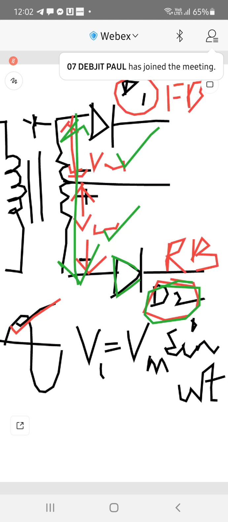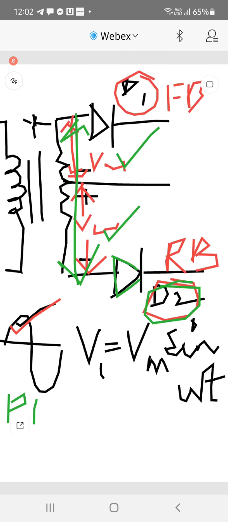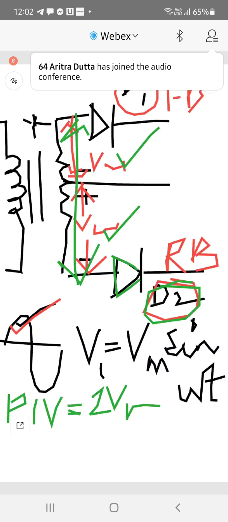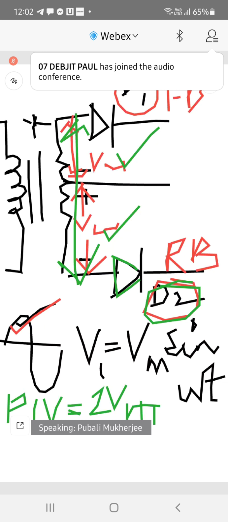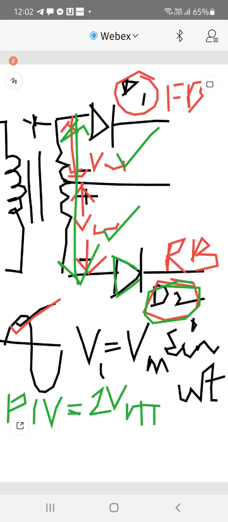So the peak inverse voltage in the case of a center tap full wave rectifier is equal to 2 into Vm. Okay, it is 2 into Vm. This is one disadvantage, maybe the one and only disadvantage of the center tap full wave rectifier compared to a half wave rectifier, because you have to use diodes with a higher value of peak inverse voltage. Every diode during its manufacture comes with a specified value of the peak inverse voltage. That is the maximum reverse bias voltage it can withstand. So if you exceed that peak inverse voltage, the diode is going to burn out.